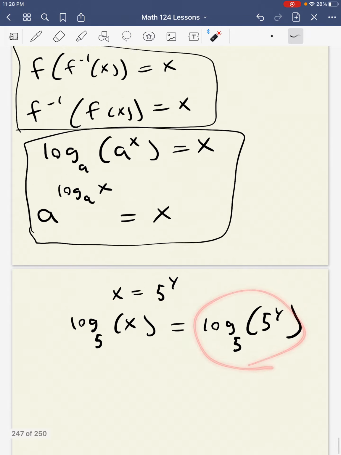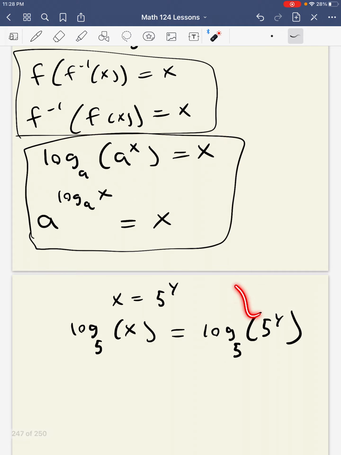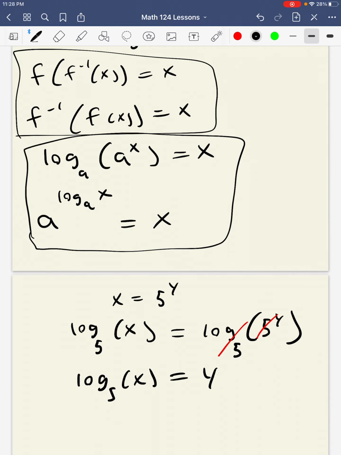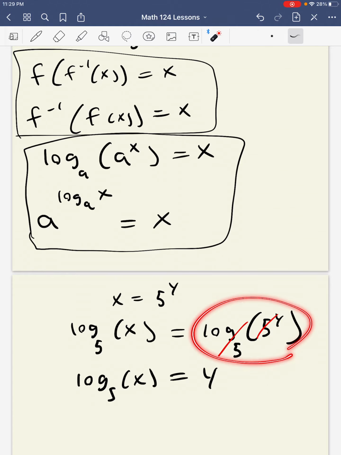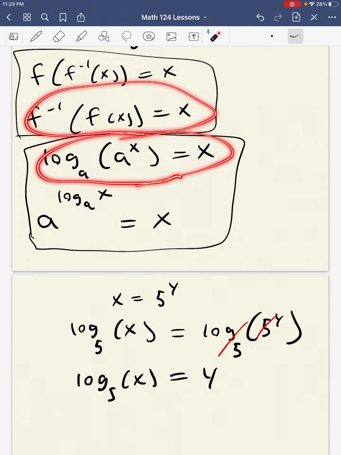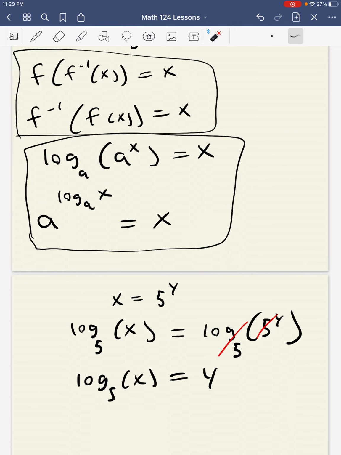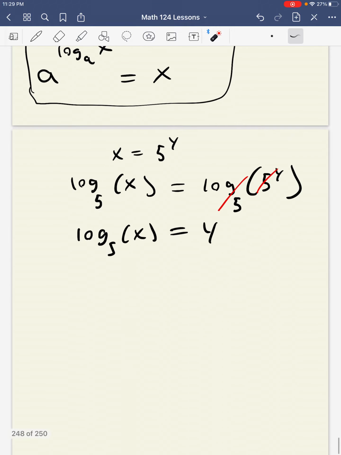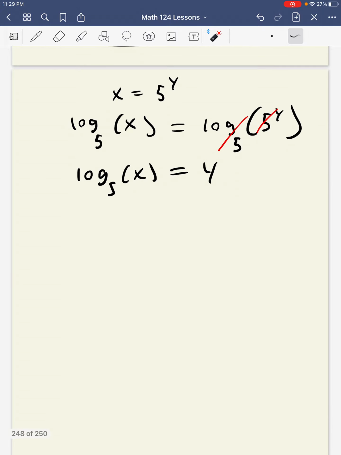But now we can use the property, right? We could use this property here because we have a function and its inverse, so that will cancel out. Now we have log base 5 of x equals y. The reason the right-hand side canceled out to y was just because of the property of inverses. Okay, so now we just have y equals log base 5 of x.